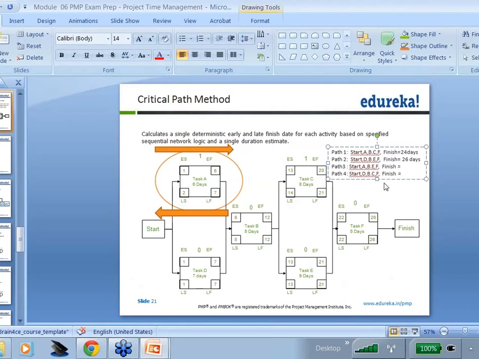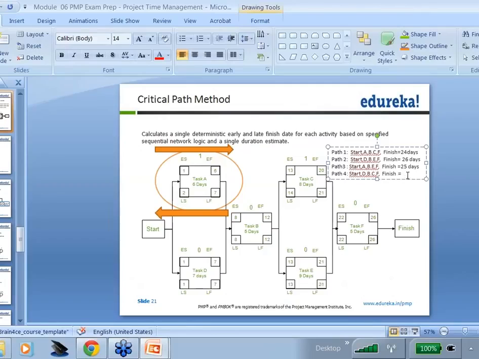The third path we have is start, A, which is 6, B, which is 5, that means 11, E, which is 9, that means 11 plus 9, 20, F, which is 5, that means 25. So we have 25 days.